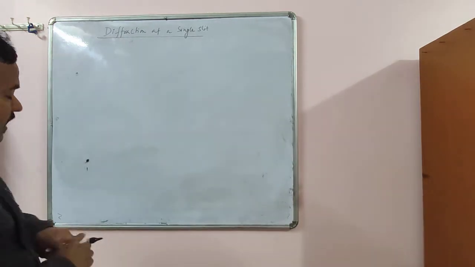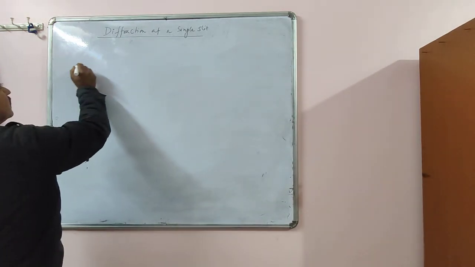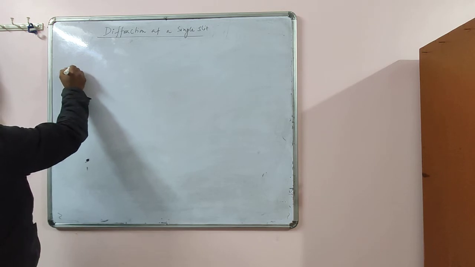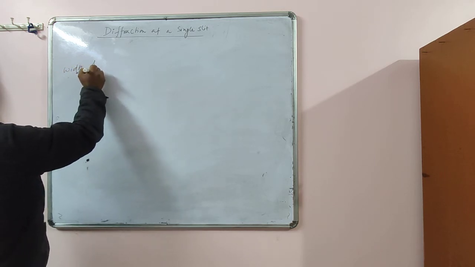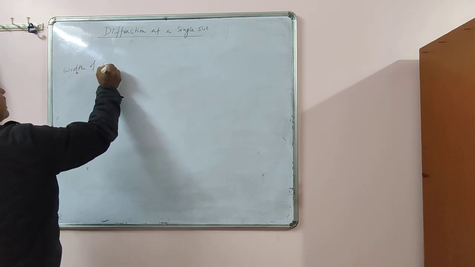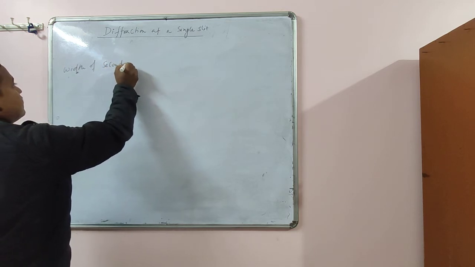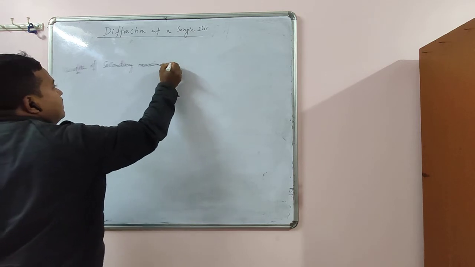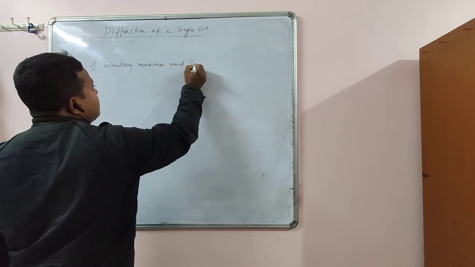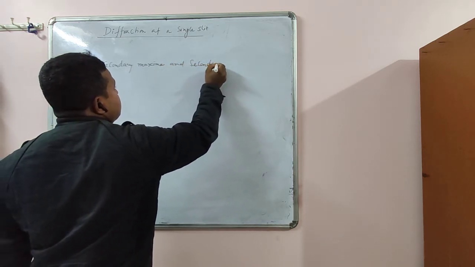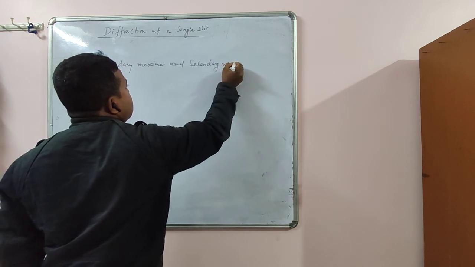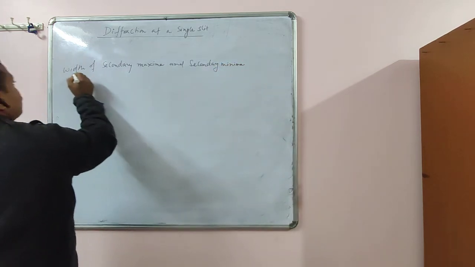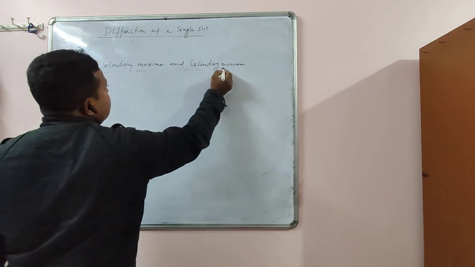Okay. Next is the width of secondary maxima and minima. We will find the width of secondary maxima and secondary minima.